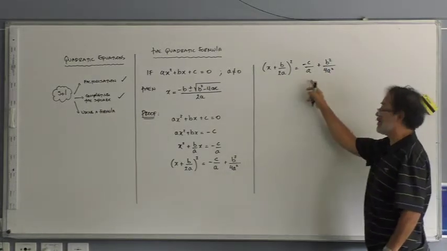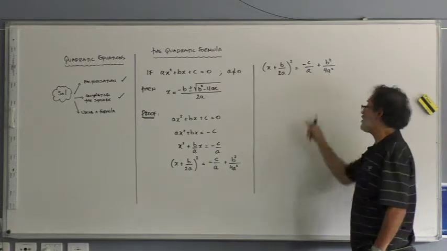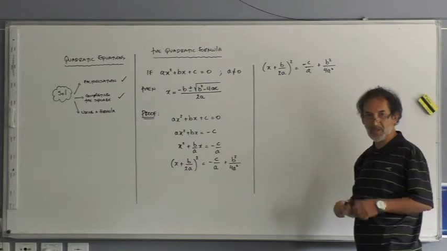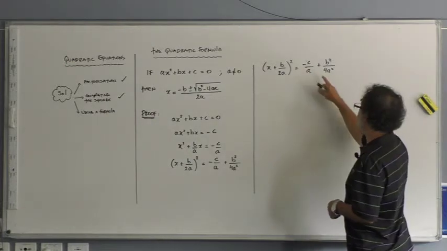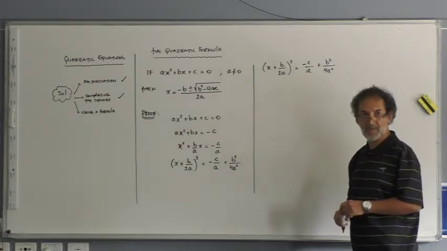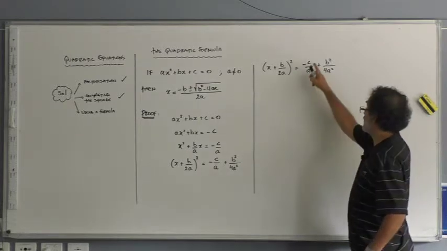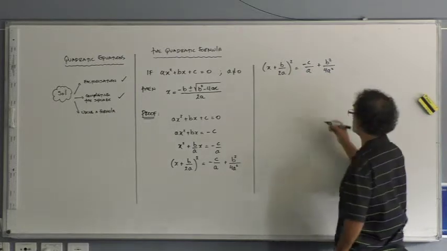Okay, and then what I really want to do is put these two fractions together. So if you are going to put these fractions together, then we have to have the same denominator. All right, can you see that? Okay, so if you are going to have the same denominator, what do we need to amplify this fraction by? 4a. So we have to multiply the top and the bottom by 4a. Okay, so let's do it.